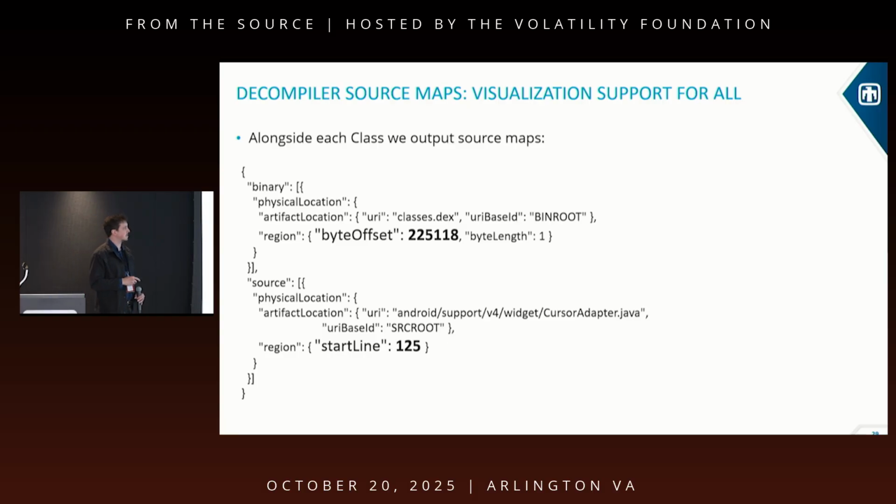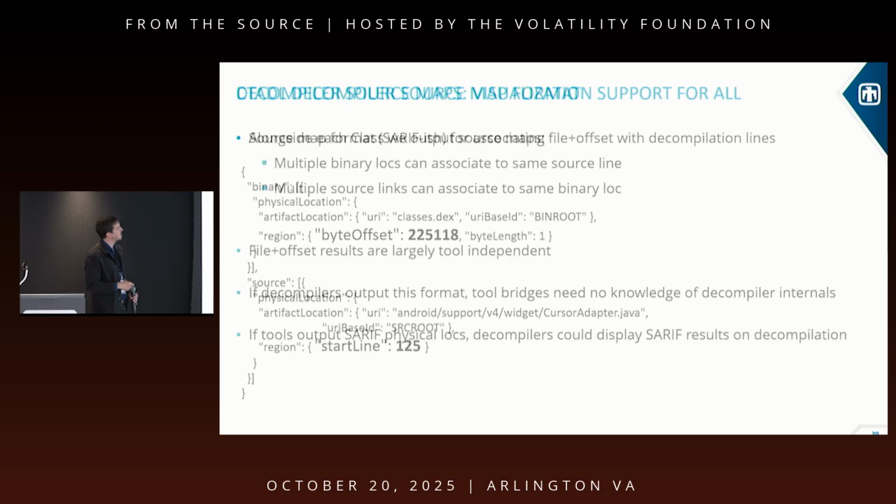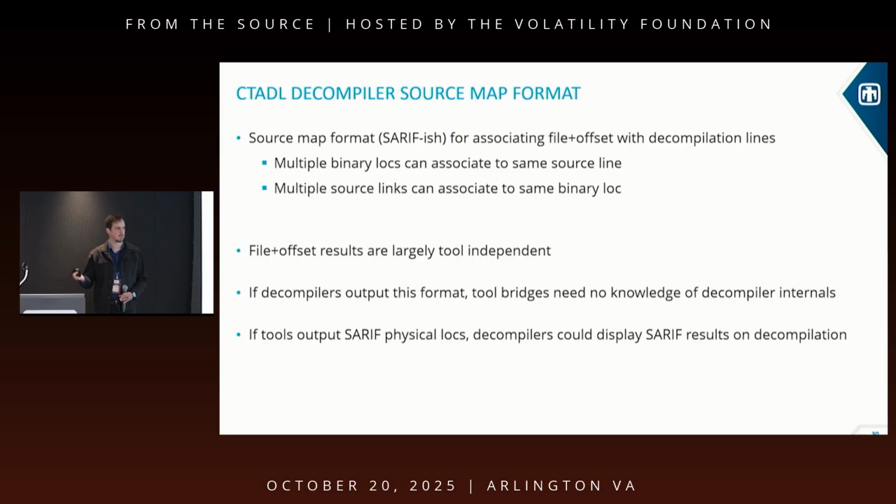And all it's doing is tying byte offsets in the Android file, for example, in the Android app that you're looking at, to lines of decompilation. And what this allows us to do is separate concerns, right? It lets us say, as a static analysis tool that works on bytecode, I can reason about that bytecode. And then as a decompiler, you can say, oh, well, which thing are you mapping it to? So this is like a source map format, if you're familiar with source maps in JavaScript.